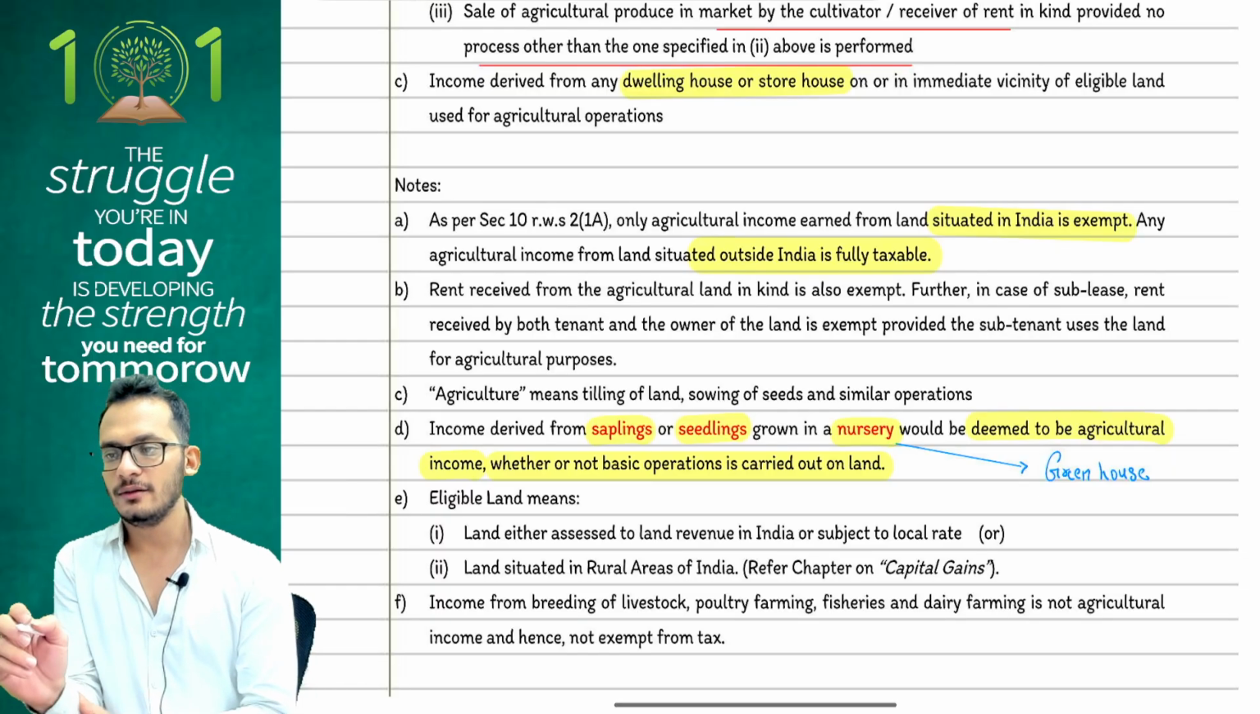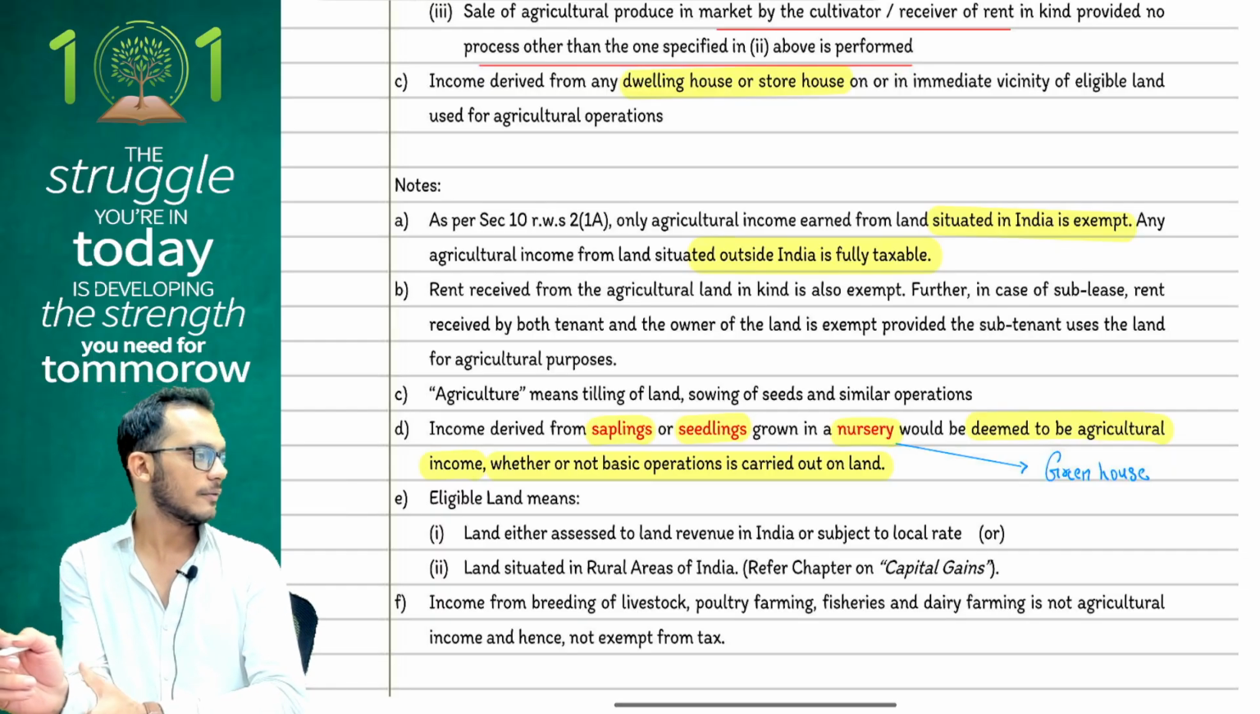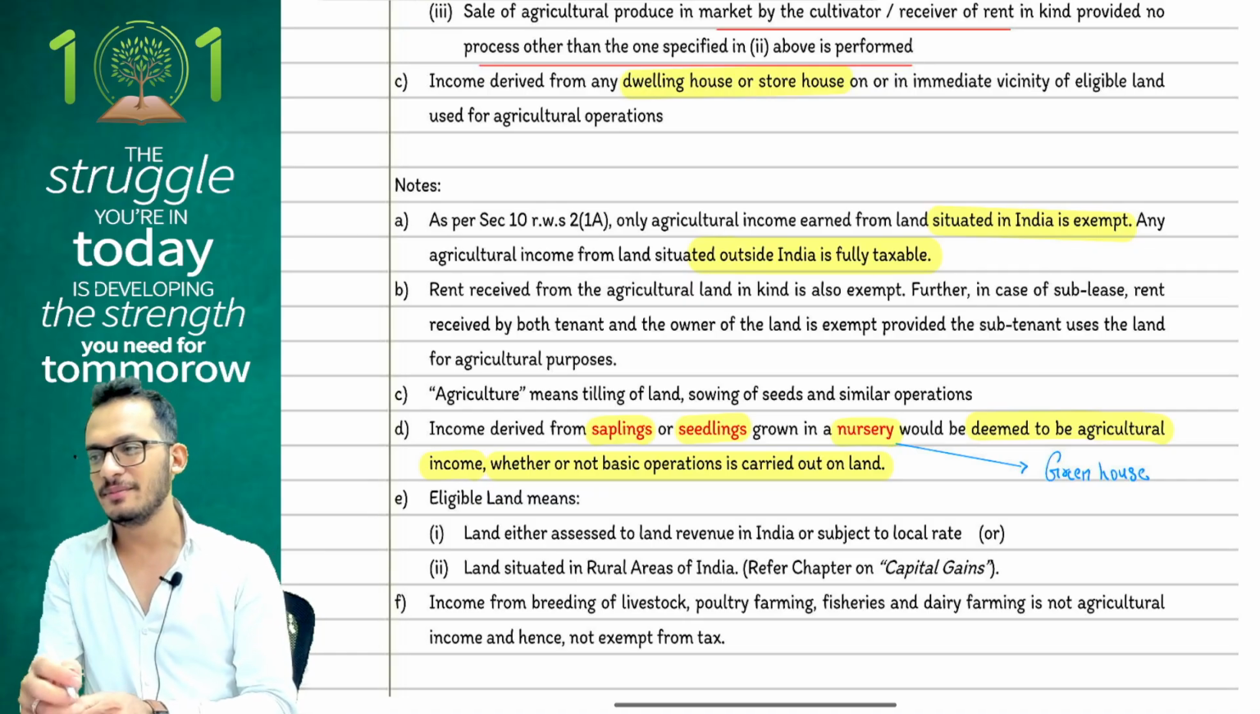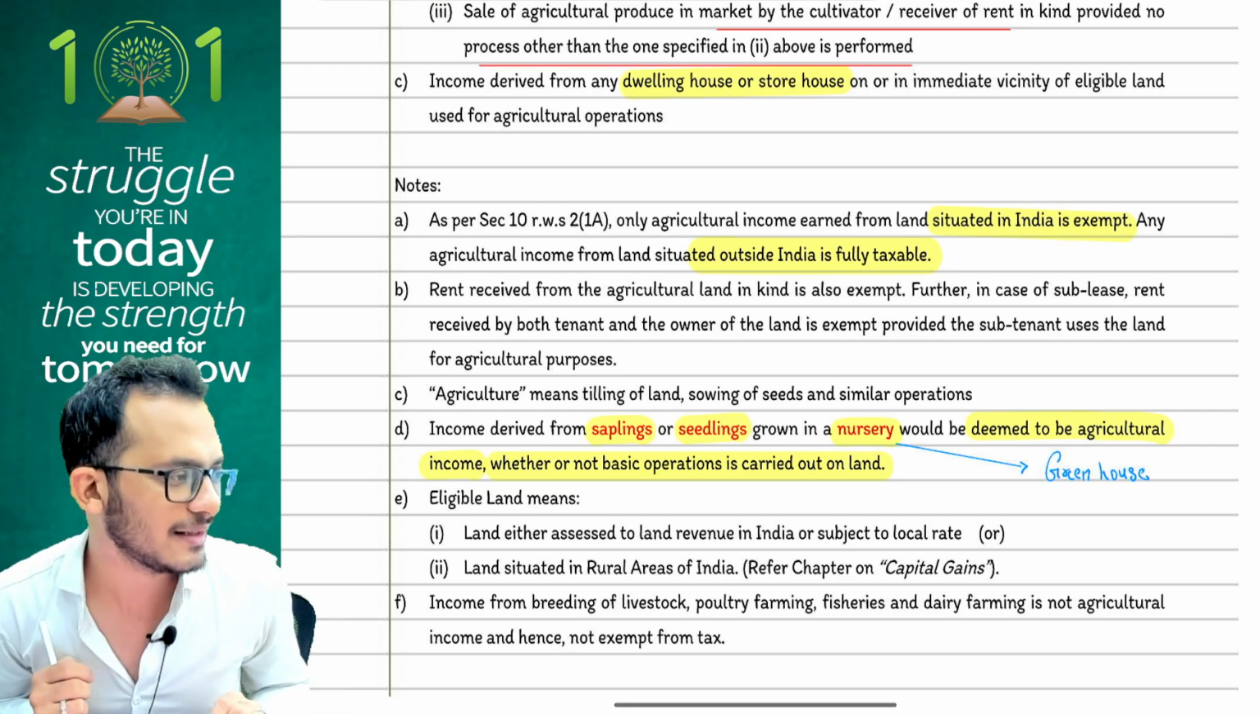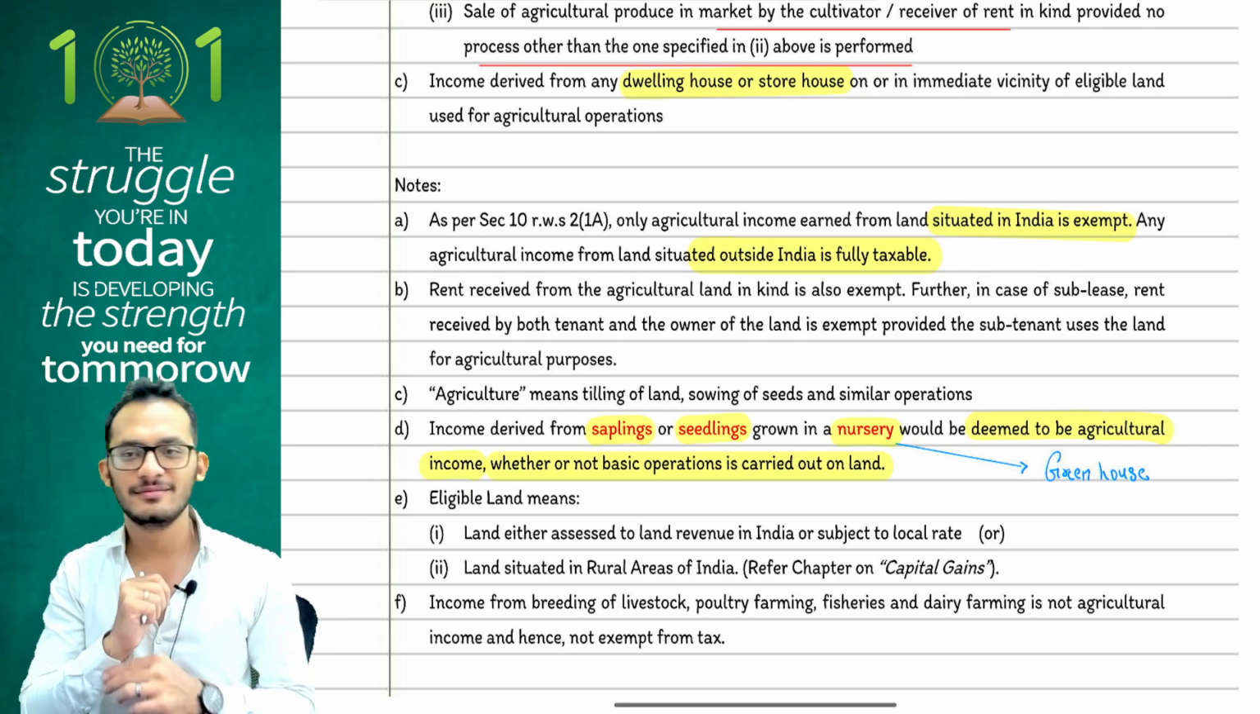Please write it down as greenhouse so that you know tomorrow what a nursery is. Yes, people have this very big confusion. People hear nursery and think kindergarten. In kindergarten, you don't grow crops, you grow kids.